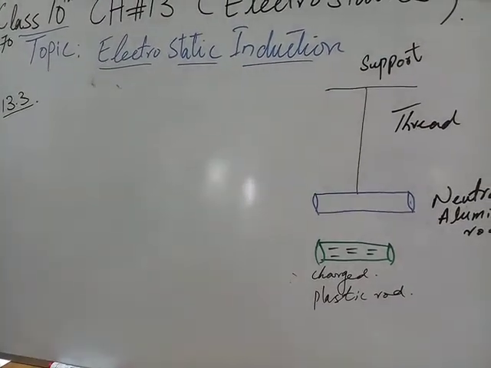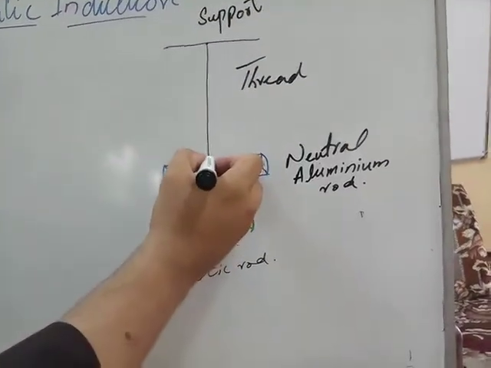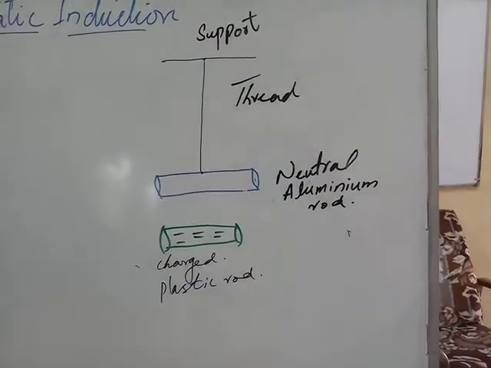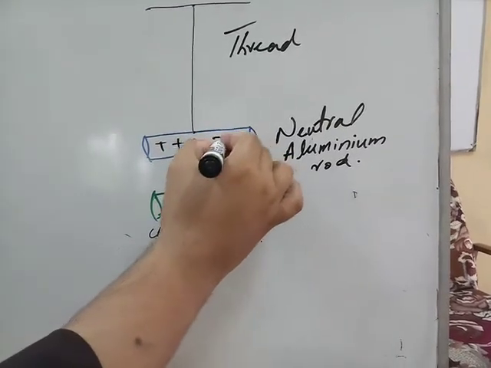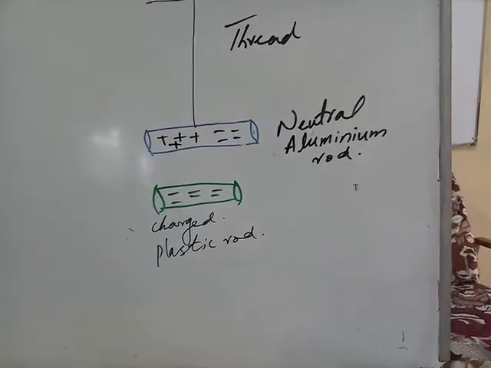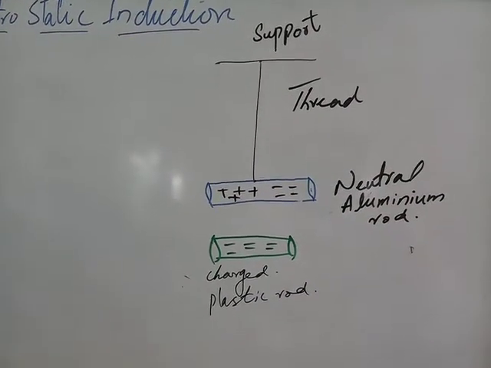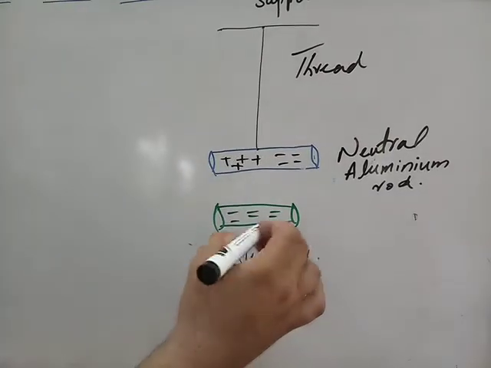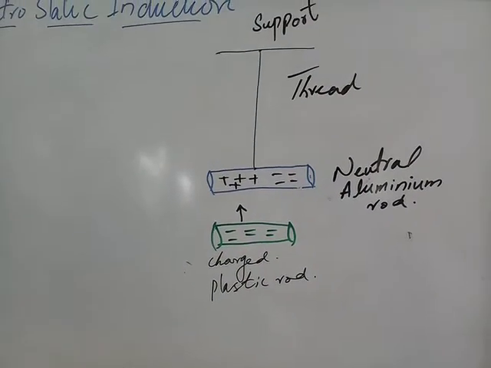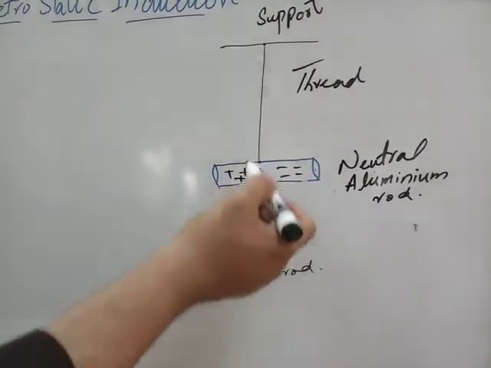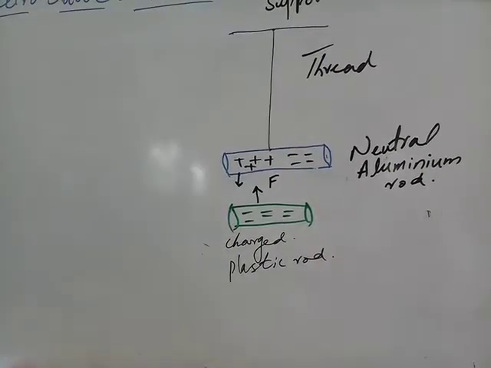For this activity we have a thread, one end of which is connected to a support and the other end is connected to a neutral aluminium rod. You know, neutral means this rod has positive and negative charges in equal amount. It means the number of positive and negative charges are equal. That means this is neutral. And when we place a negatively charged plastic rod near this suspended aluminium rod, these two start to attract, meaning this force is an attractive force between the plastic rod and the aluminium rod.